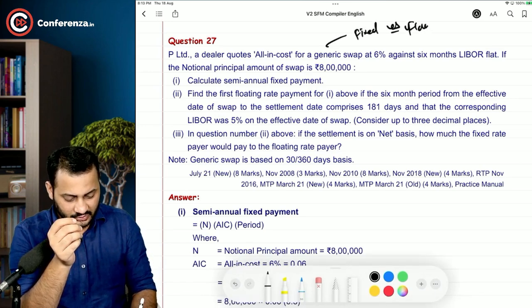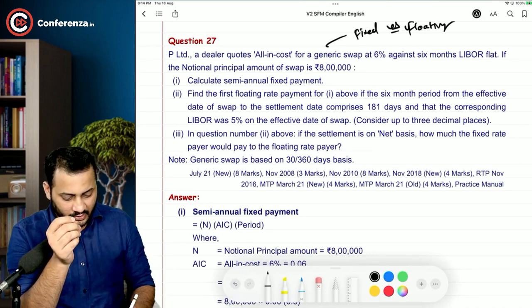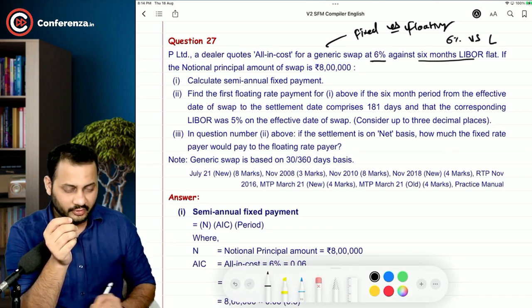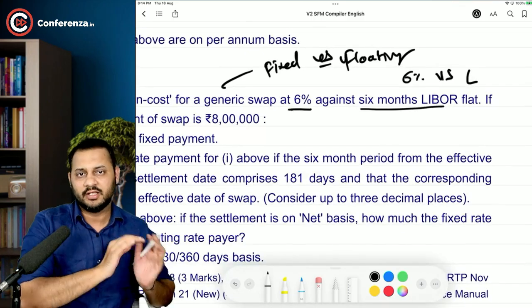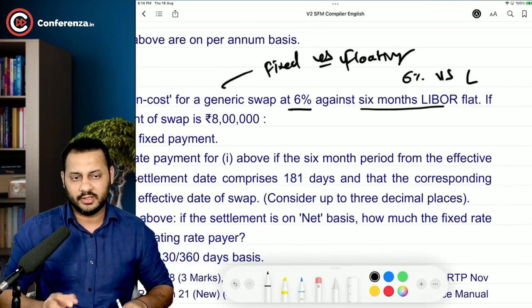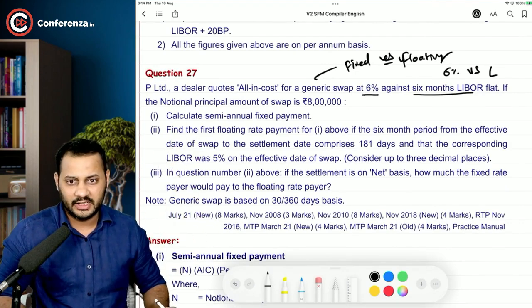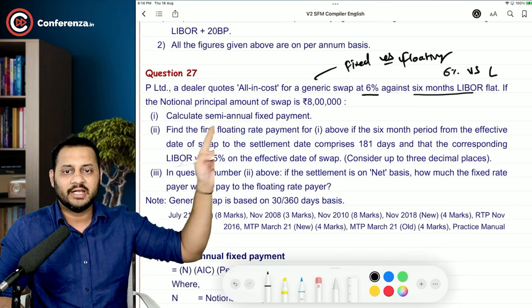fixed versus floating. That means someone is exchanging a fixed rate with a floating rate, swap at 6% against 6 months LIBOR. So this is like 6% versus LIBOR. Someone will take 6% and give LIBOR to the other party flat. If the notional principal amount of the swap is 8 lakh rupees, calculate the semi-annual fixed payment.